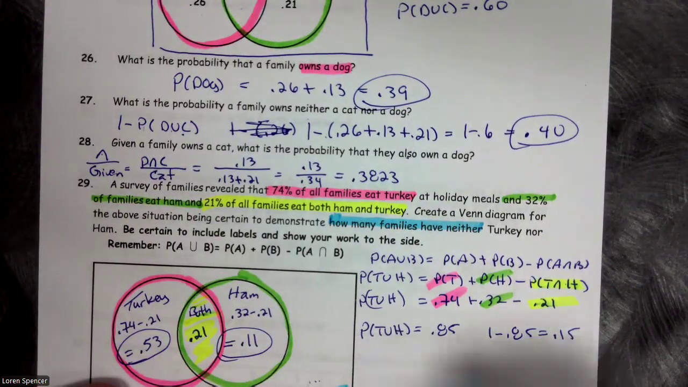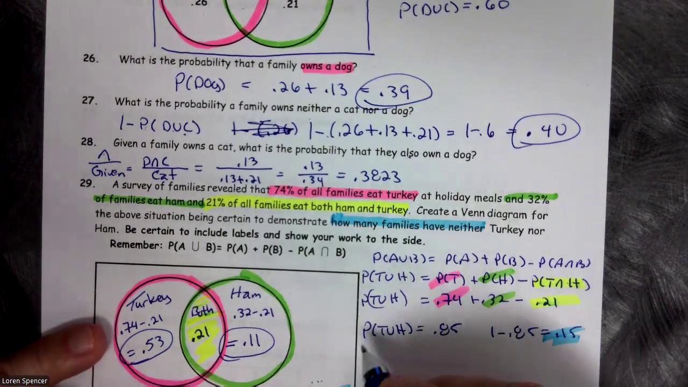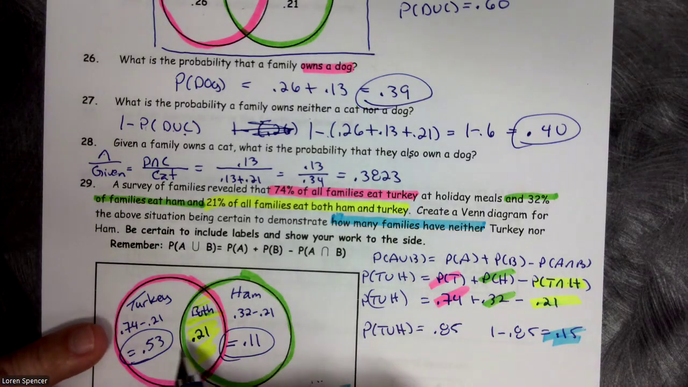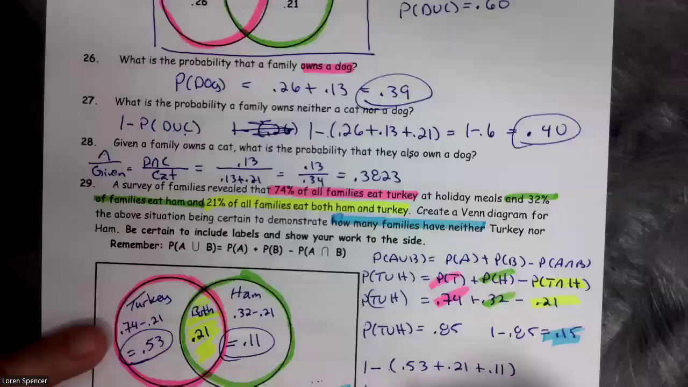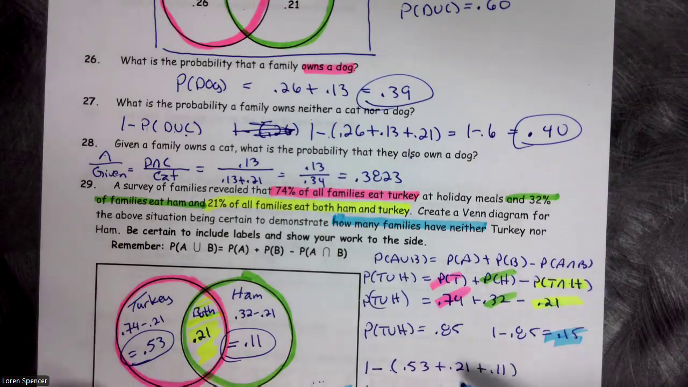That's probably the long way, because the probability of neither is 1 minus that. Now, the short way would have been to say 1 minus parenthesis 0.53 plus 0.21 plus 0.11. And if I'd done that, I would have had 1 minus 0.85 equals 0.15, which is exactly what we got.